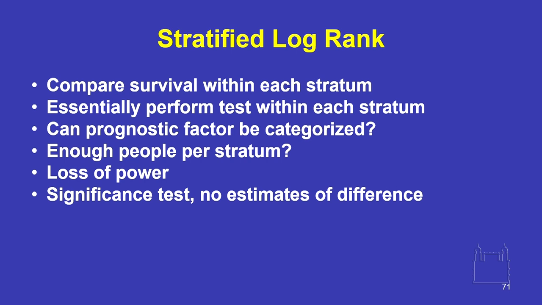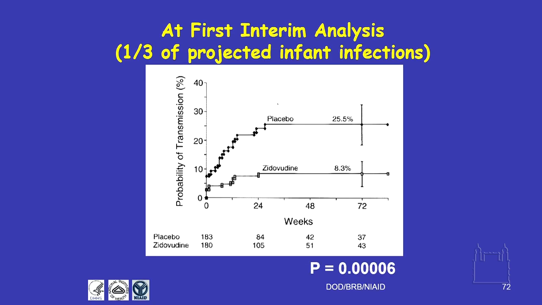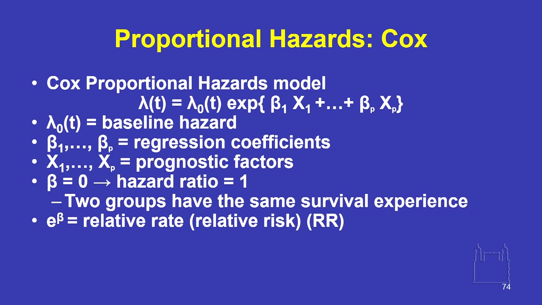But that's how they got here. That p-value is a log rank test. Major decisions were made worldwide based on that graph. So, Cox models. We have our model here.